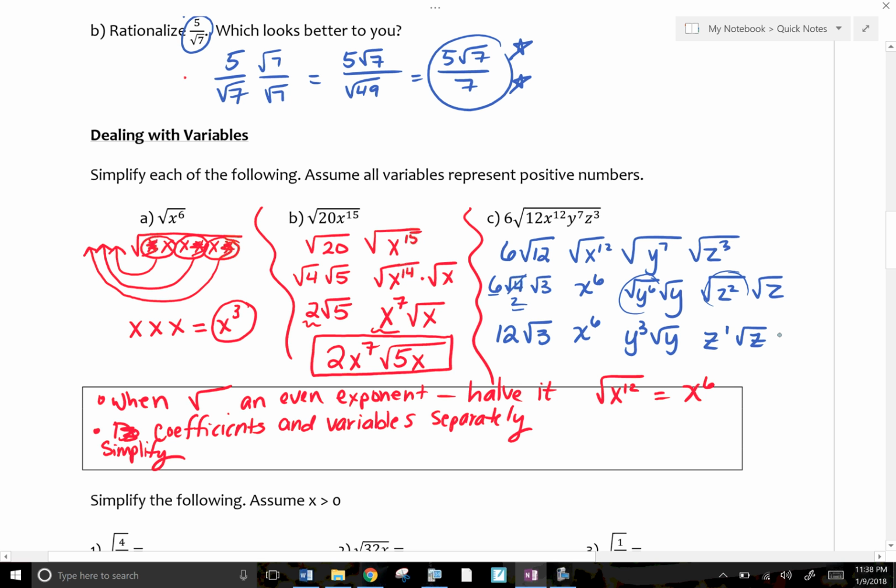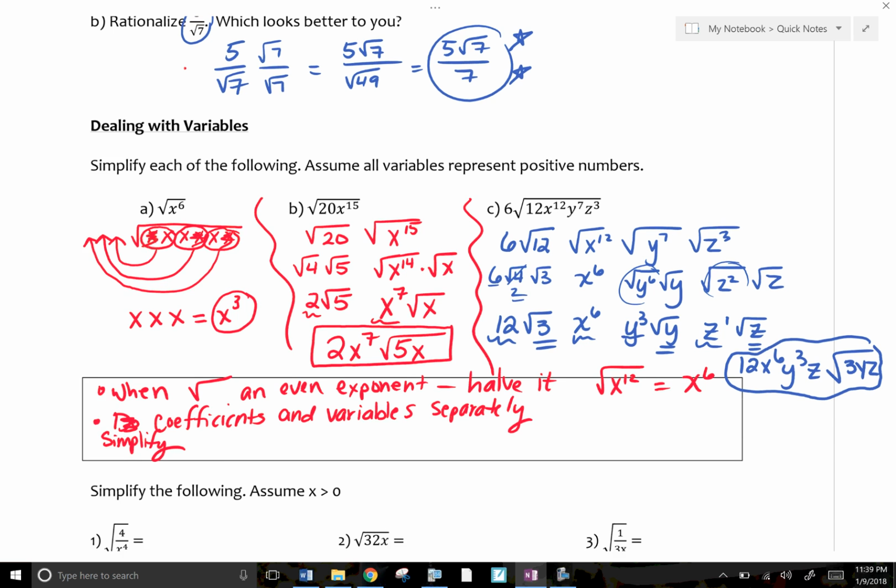And then when you have all these pieces, you just take anybody who doesn't have a radical and put them all outside. And anybody who does have a radical, bring them inside. So my final answer here is 12x to the 6th y cubed z times the square root of 3yz. It looks overwhelming, but just take it a step at a time.